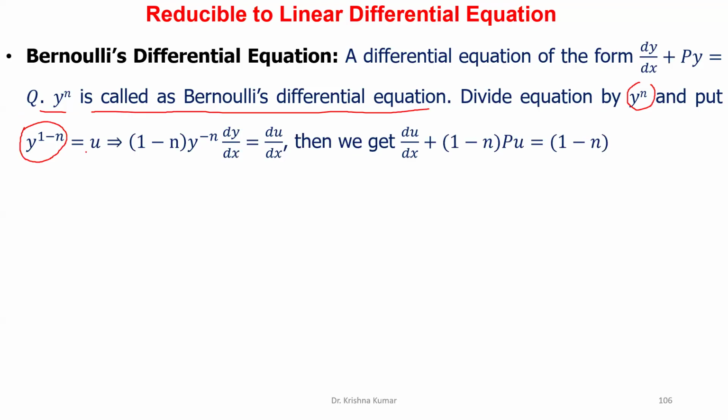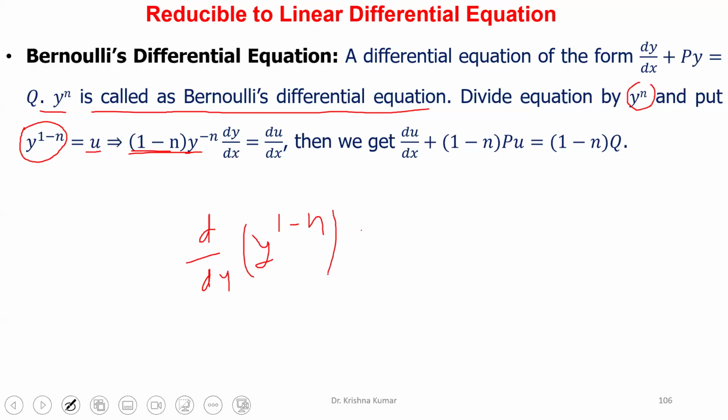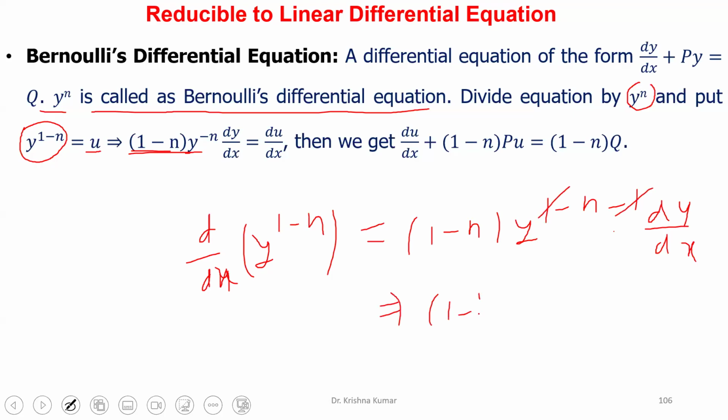Now, if we divide the equation by y to the power n and substitute y to the power 1 minus n equal to u, then what is the derivative of y to the power 1 minus n with respect to x? It is 1 minus n, y to the power 1 minus n minus 1, times dy/dx. So the plus 1 and minus 1 cancel, and we have 1 minus n, y to the power minus n, dy/dx.